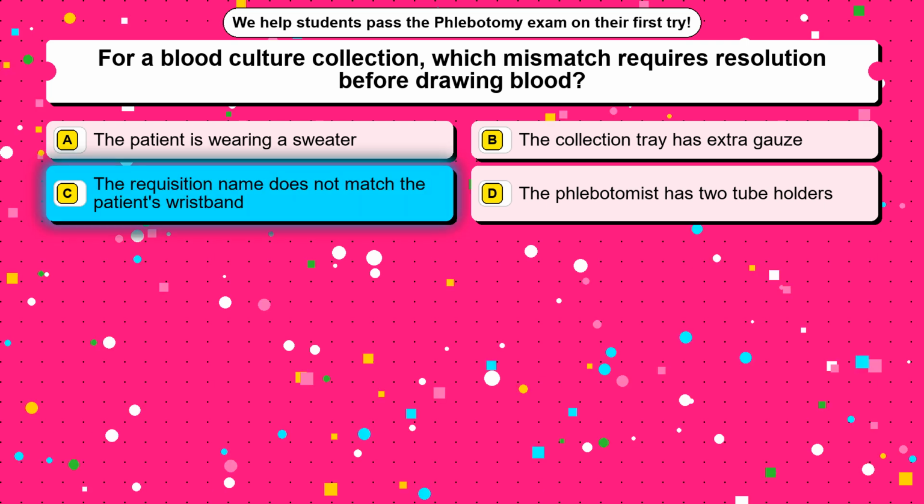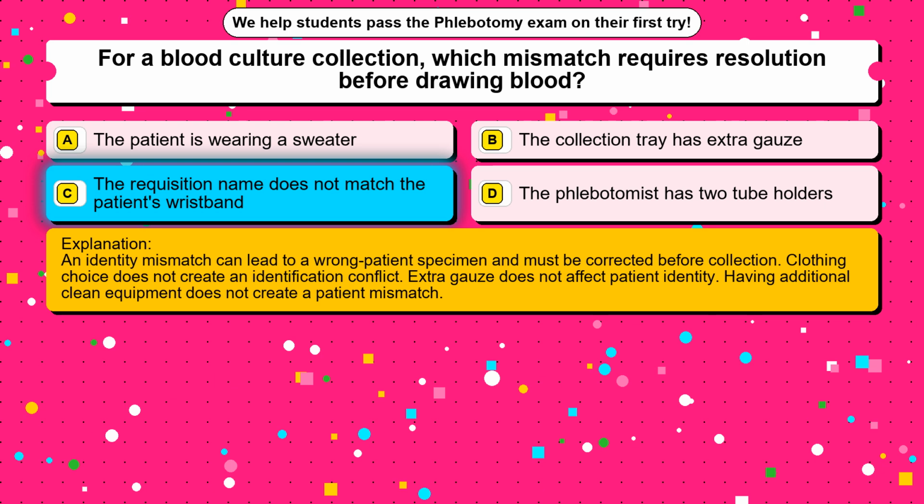The correct answer is option C. The requisition name does not match the patient's wristband. An identity mismatch can lead to a wrong patient specimen and must be corrected before collection. Clothing choice does not create an identification conflict. Extra gauze does not affect patient identity. Having additional clean equipment does not create a patient mismatch.